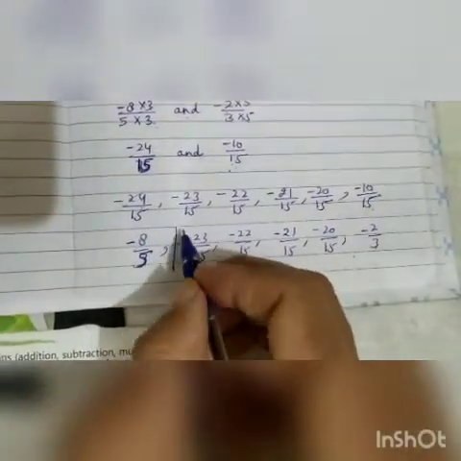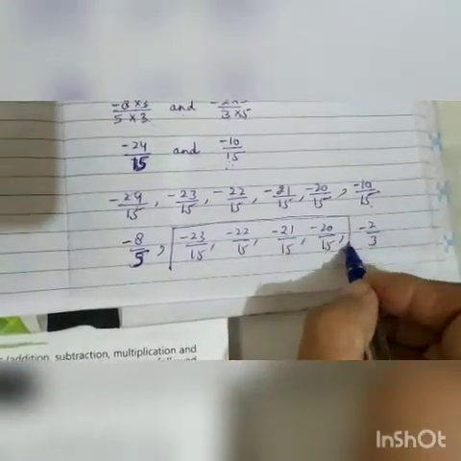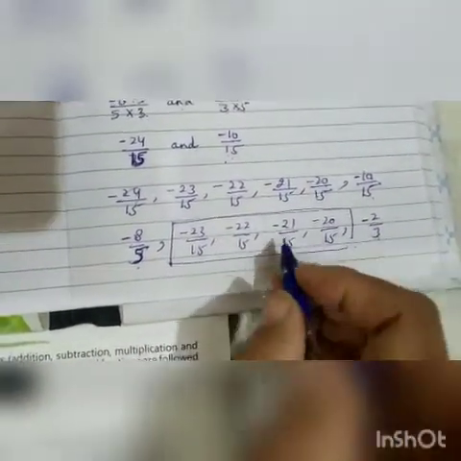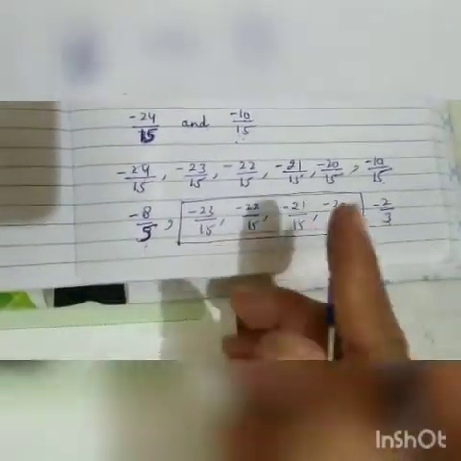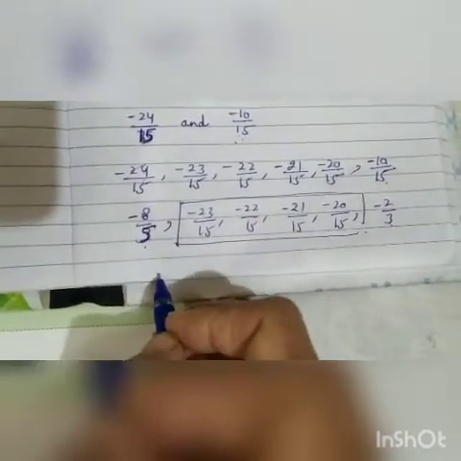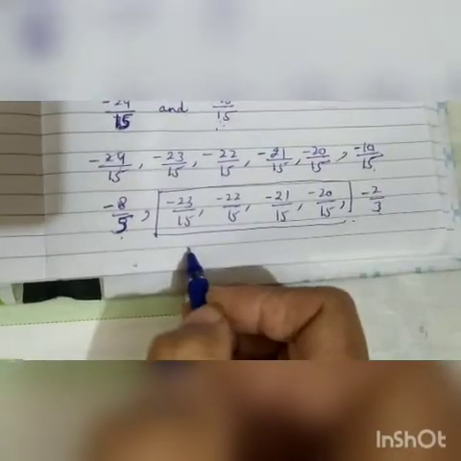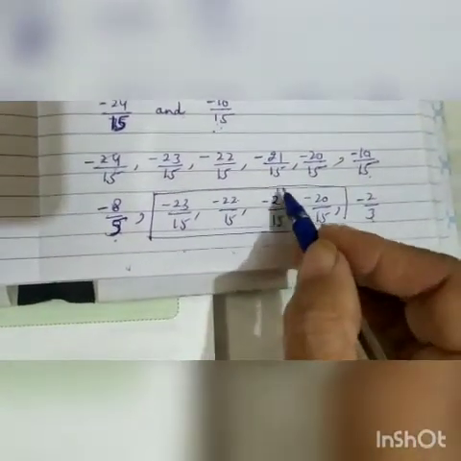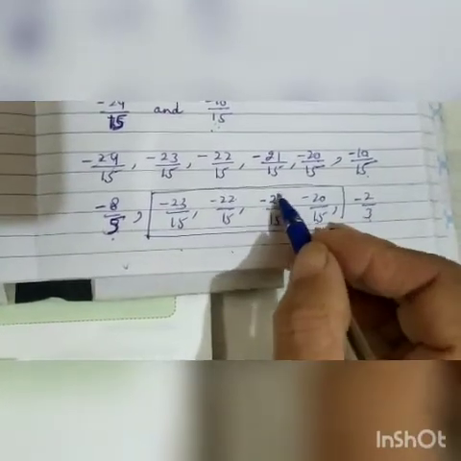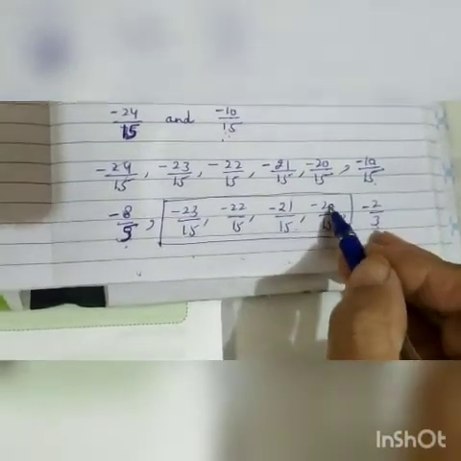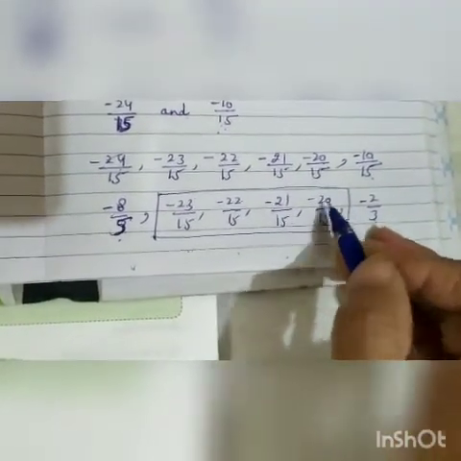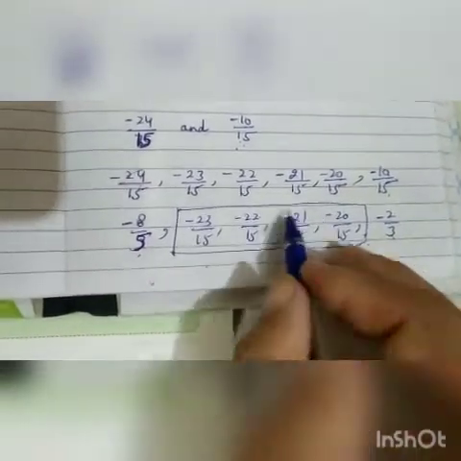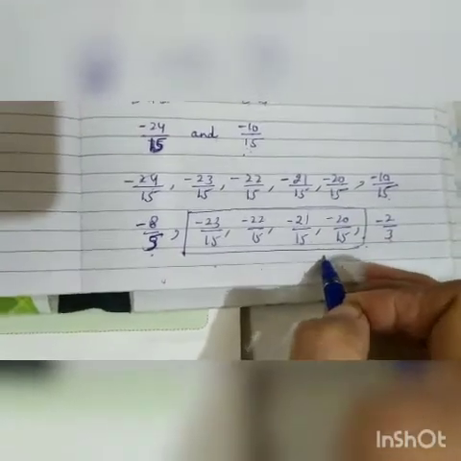So these 4 rational numbers are between minus 8 upon 5 and minus 2 upon 3. We can write here by simplification also: minus 8 upon 5, minus 23 upon 15, minus 22 upon 15, and minus 7 upon 5, because 3 times 7 is 21 and 3 times 5 is 15, then minus 4 upon 3, because 5 times 4 is 20 and 5 times 3 is 15. We can write like this also, but I am writing only in this form.